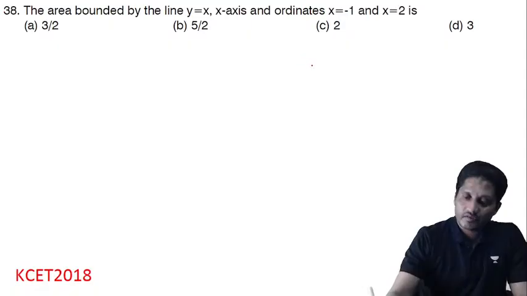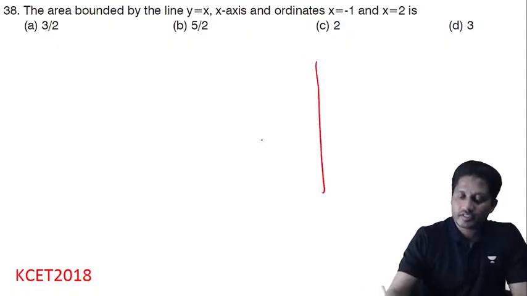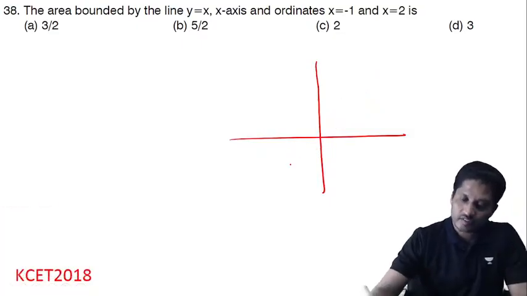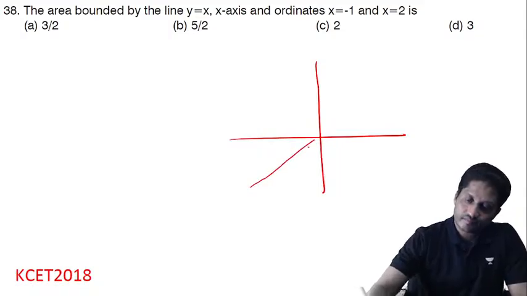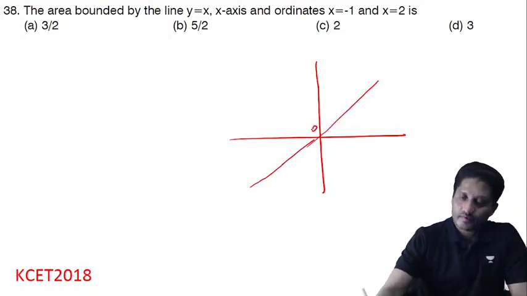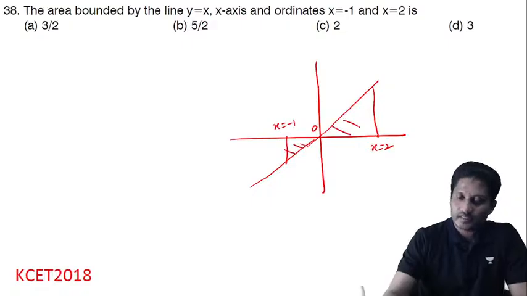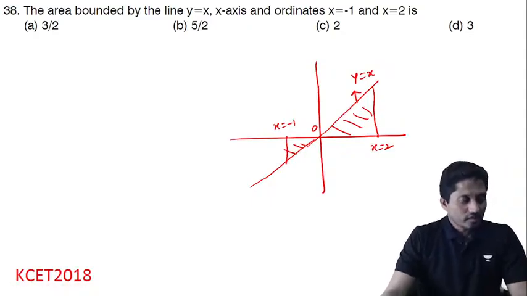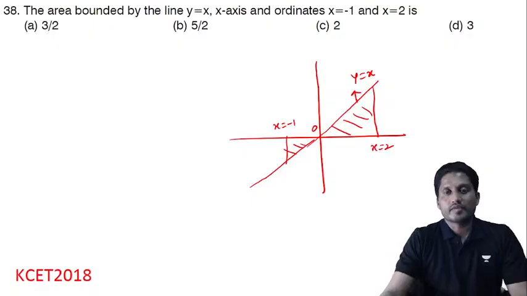Area of the line y is equal to x, x is equal to 2, x is equal to minus 1. Y equal to x is a line which will pass through the origin, right? This area and this area. Line is y is equal to x. Area above the x-axis will be positive. Area below the x-axis will be negative.